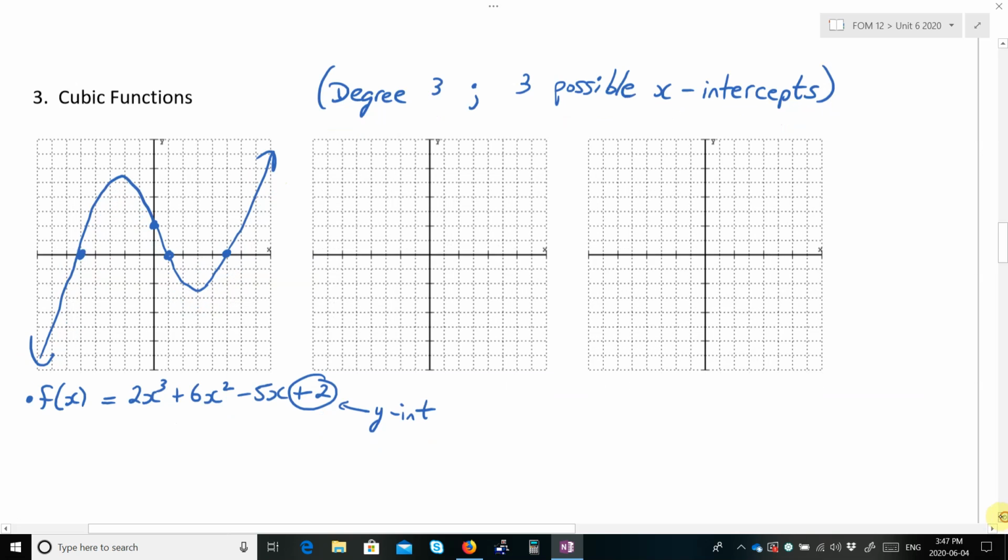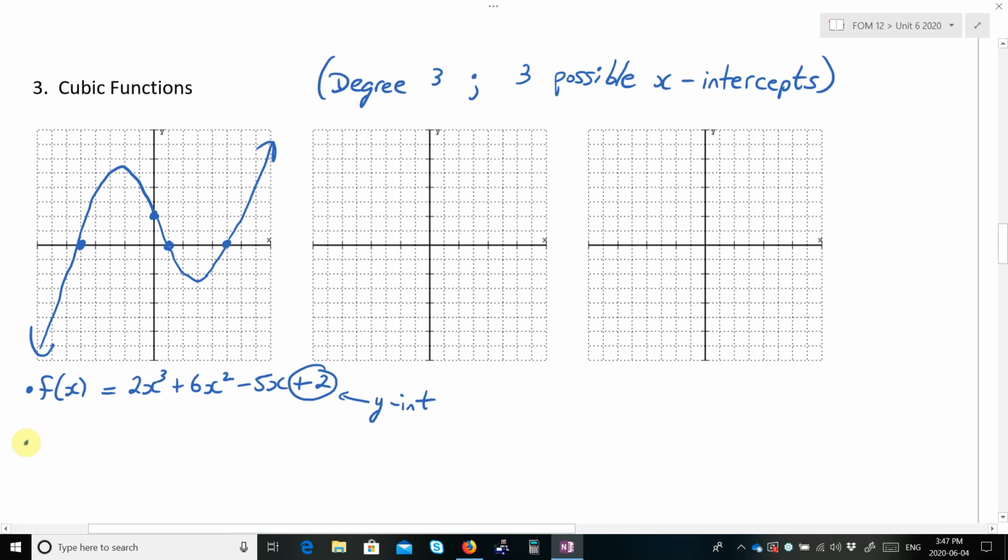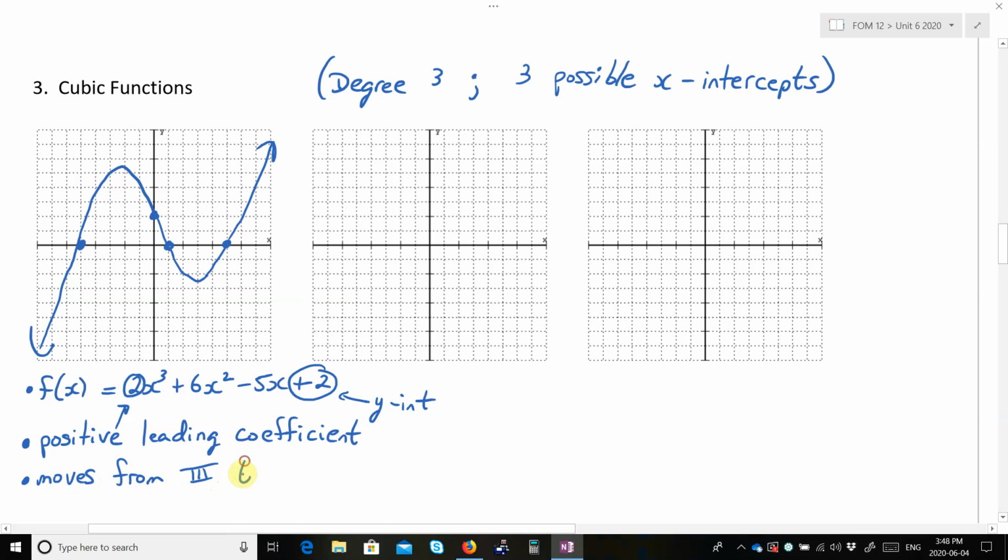Okay, and since the leading coefficient is positive, the graph kind of moves up and to the right like that. So when you have a positive leading coefficient, this is how a cubic graph looks in general. There's the positive leading coefficient. And it moves from quadrant 3 to 1.